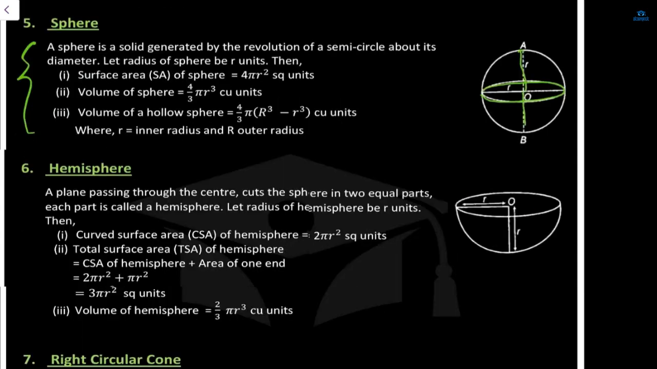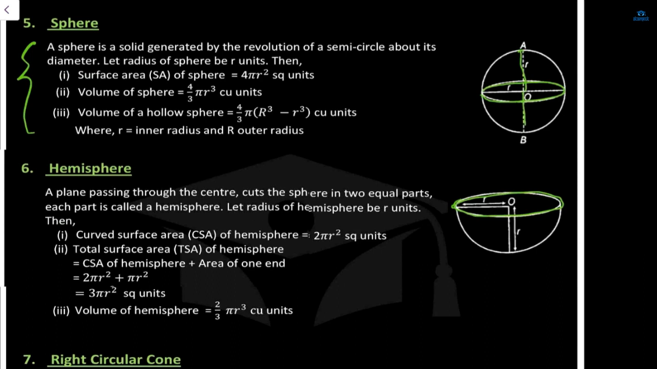You can see a hemisphere is just half of a sphere. So the curved surface area will be just half of the sphere, so it is 2 pi r square. And the total surface area of a hemisphere is half, but one surface is still included, this one. This upper surface will also be added in the hemisphere; it was not there in the sphere. When you cut it in half, this area is also there. So it is CSA of hemisphere plus area of one end.